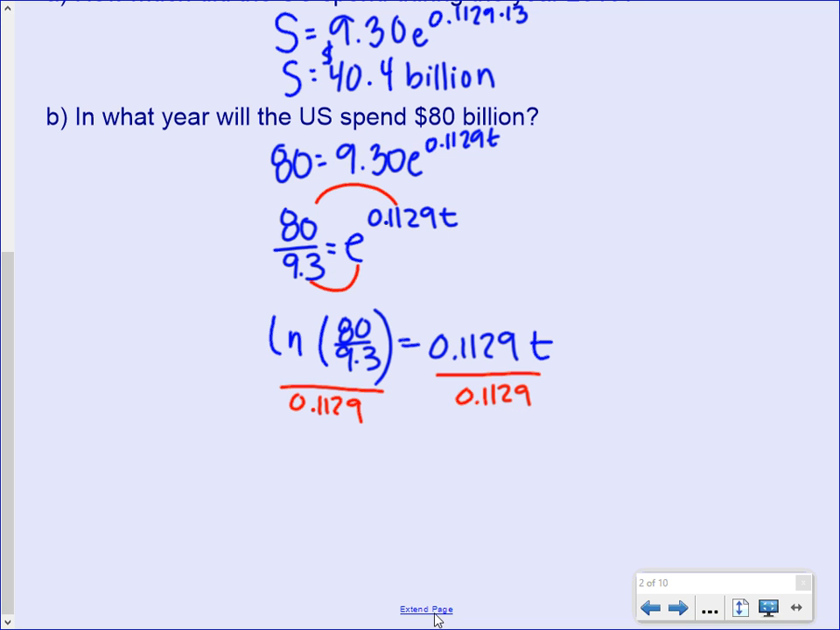So even though I don't have my calculator up and running right now, I kind of know the steps to solving. And so you can plug this into your calculator. I get something like 19.1 for t, which represents how many years later. But the question is, in what year will I spend $80 billion? So that would be what year? 2019. Is everybody okay with the solving? Do we need to talk about that?